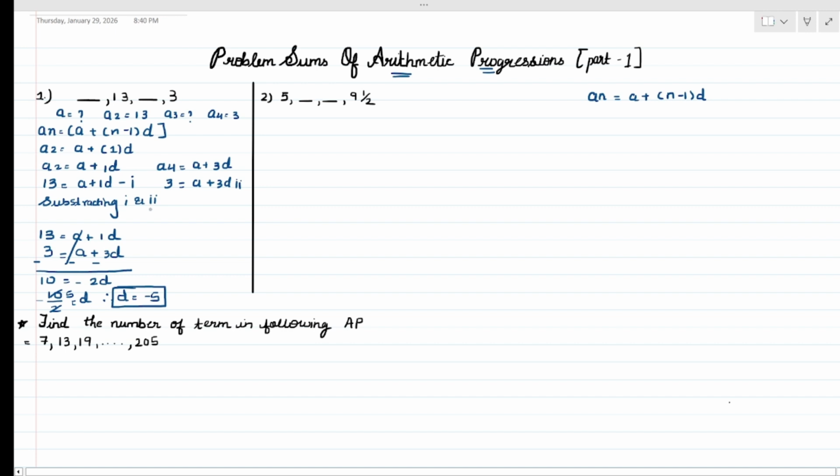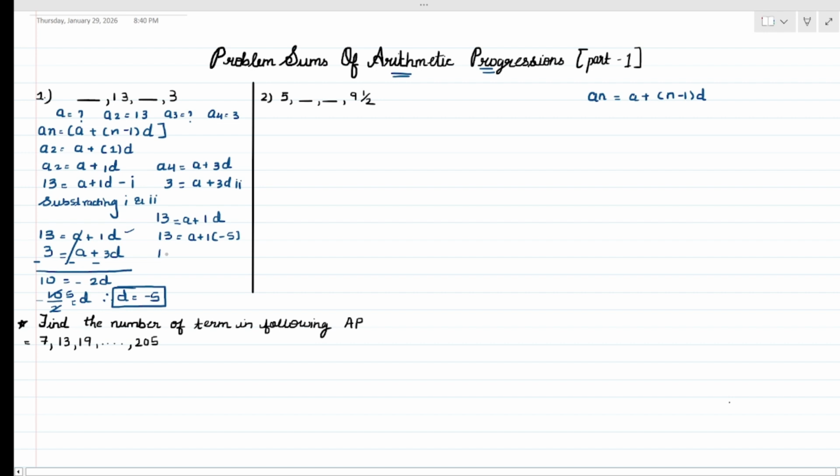How can you do so? Just substitute the value of D in one equation. I am selecting my first equation. What is my equation? 13 equals A plus 1D. So instead of D, what will I substitute? I will substitute my minus 5. So it becomes 13 equals A plus 1 times minus 5.